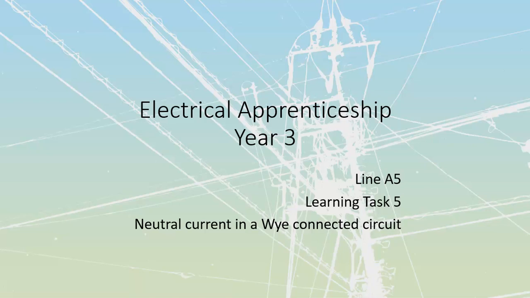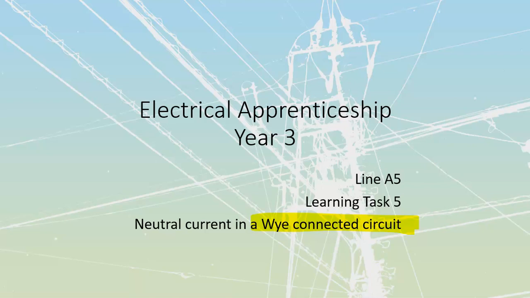Right, line A5, learning task 5. Today we're going to take a look at calculating the neutral current inside of a Y-connected circuit. And this is something that's going to be exclusive to Y-connected circuits because with the delta, we saw that we have no neutral connection, no ground or anything like that that we can tie to on a regular delta system. There are a couple of oddities, corner grounded delta, and that 4-wire delta that we looked at before, but those are rare. By and large, we're going to mostly be dealing with Y-connected circuits.